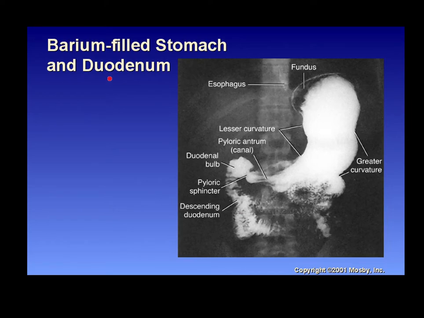The barium-filled stomach and duodenum. So you have the stomach. You can see the fundus with the gas in it, the greater curvature, the lesser curvature, the pyloric antrum, the pyloric canal into the duodenal bulb, and then into the descending duodenum. Okay, so sometimes you'll have radiologists that will follow the esophagus all the way down to the stomach, and then as it empties out of the stomach, and then that's going to end the esophagram.